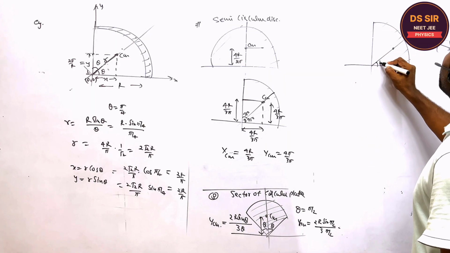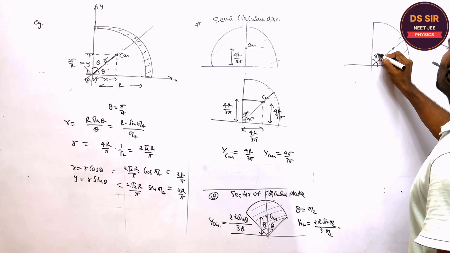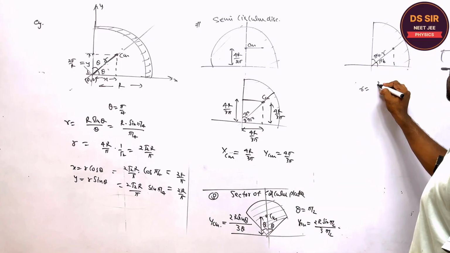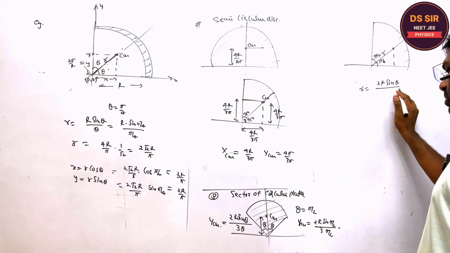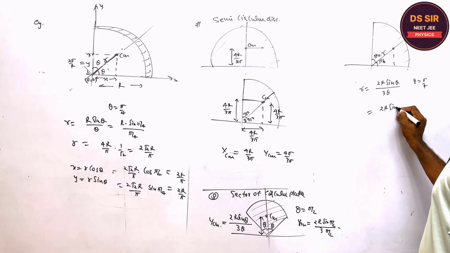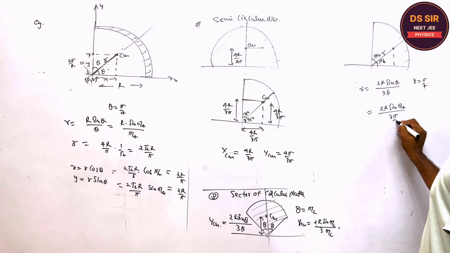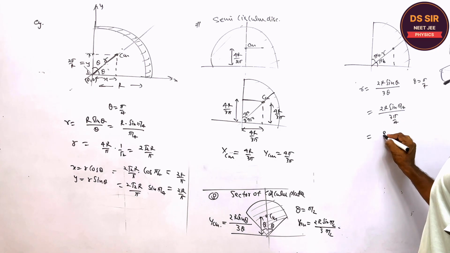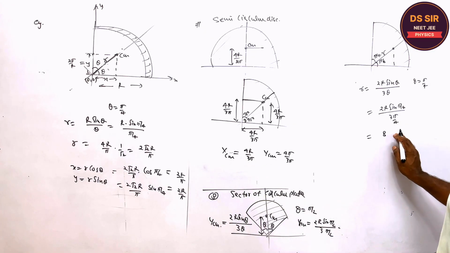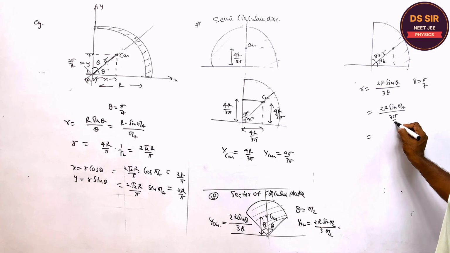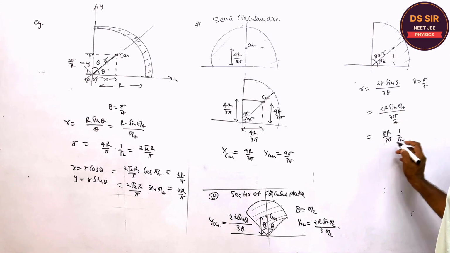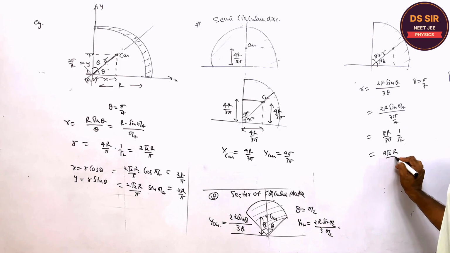How? If this is pi by 4, this is pi by 4, this is r. So what is the distance r? The r is 2r sine theta upon 3 theta, and theta is equal to pi by 4. So 2r sine pi by 4 upon 3 pi by 4. Right? So it is 8r sine pi by 4 upon 3 pi, which is 8r upon 3 pi times 1 by root 2. It is 4 root 2 r upon 3 pi.